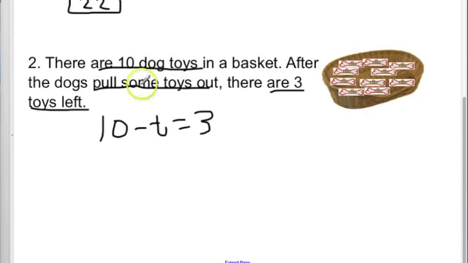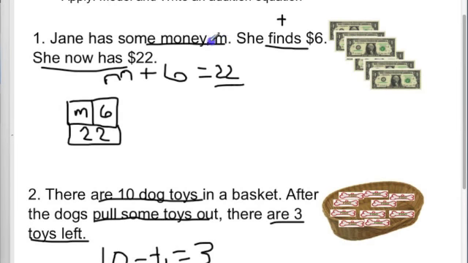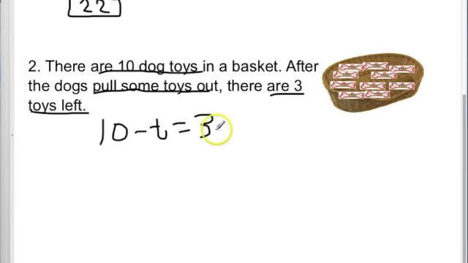Now, notice that there is no variable given within this word problem. However, at this one, m was given. We knew to use the variable m. Here in this word problem, no variable was given, so I had to come up with my own variable. And since we were talking about dog toys, I chose to use the variable t to represent the toys. Now, when I'm looking at making a model, remember I can use what I already know about models to help me with equations. So 10 minus t equals 3.